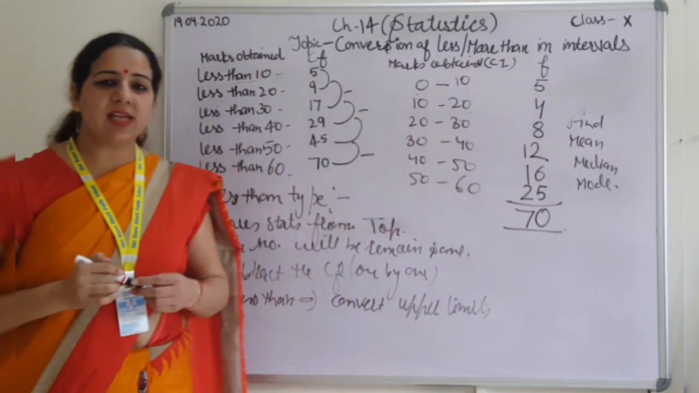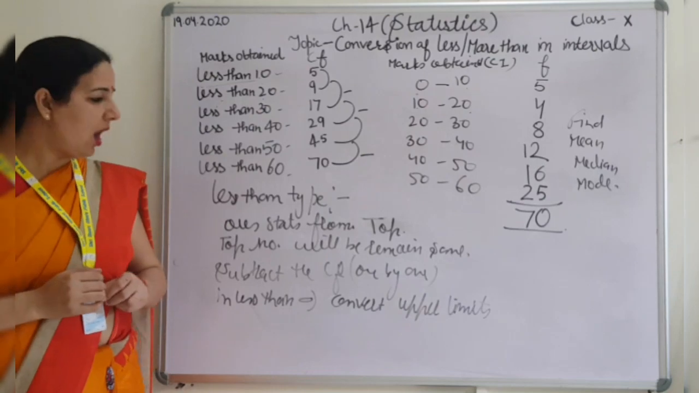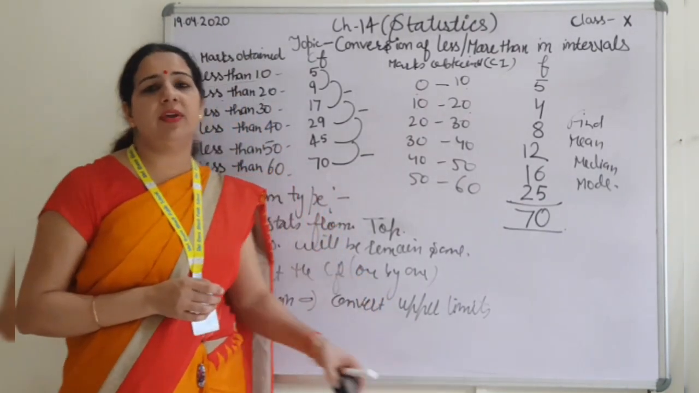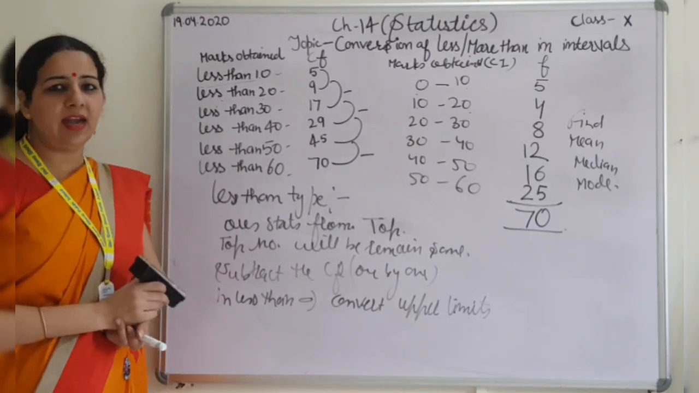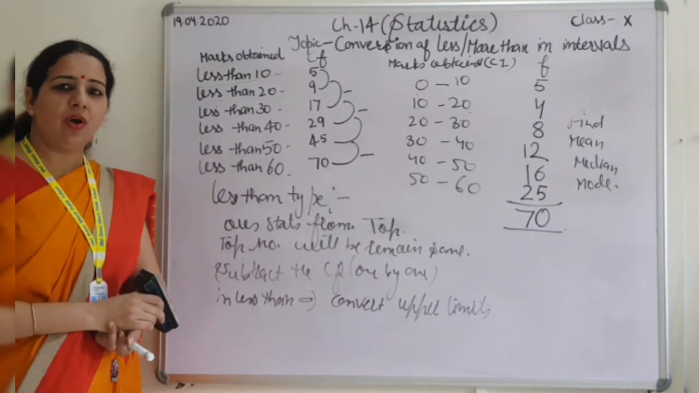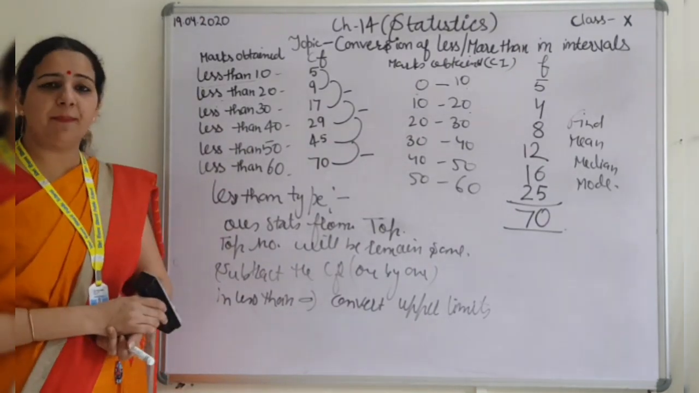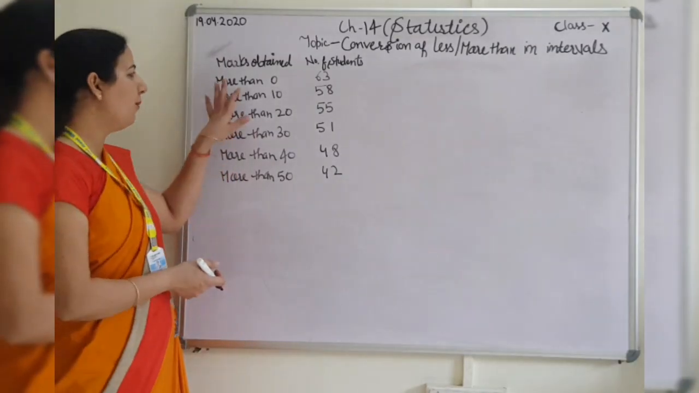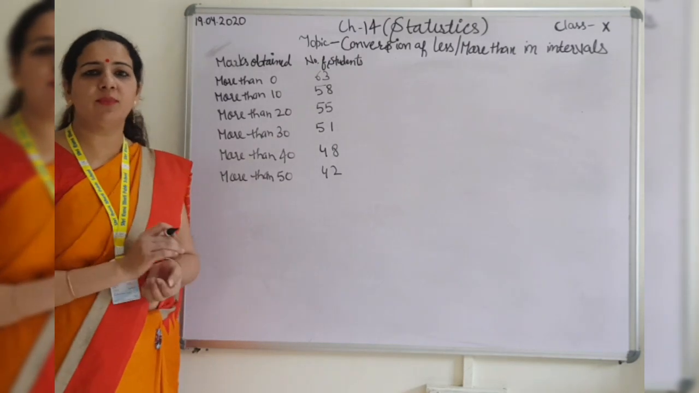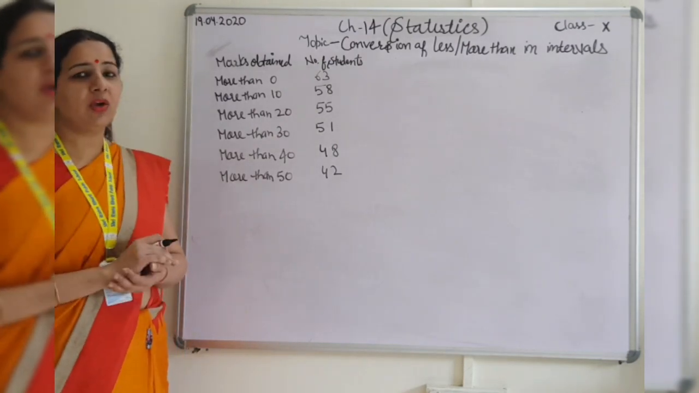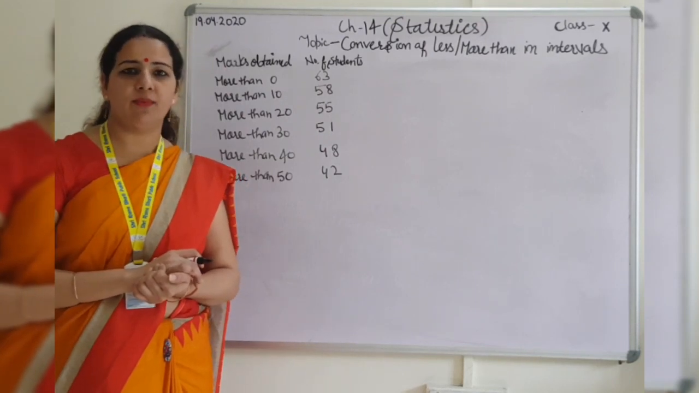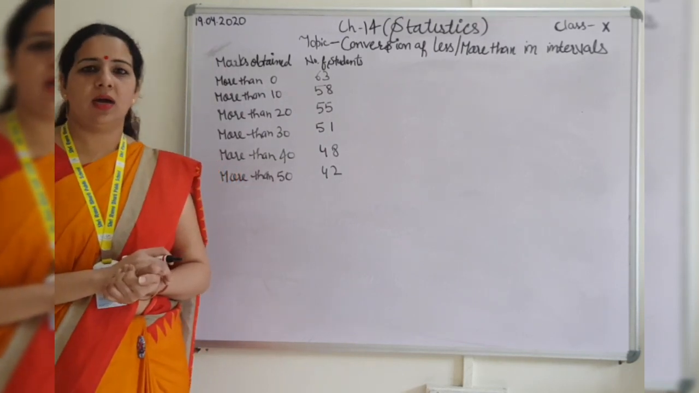Now the next example will be of more than. How will we convert the more than type in an interval? So let me take one example of the more than type. Because in more than questions also, we are not able to solve mean, median and mode. We have to convert them into intervals.